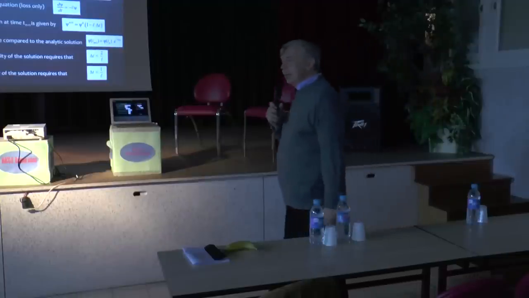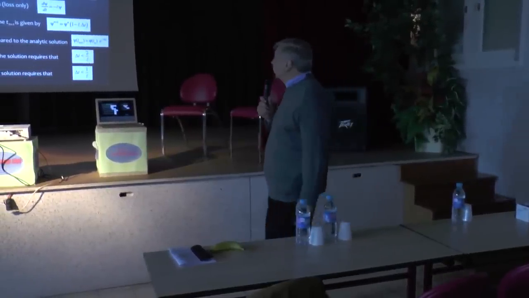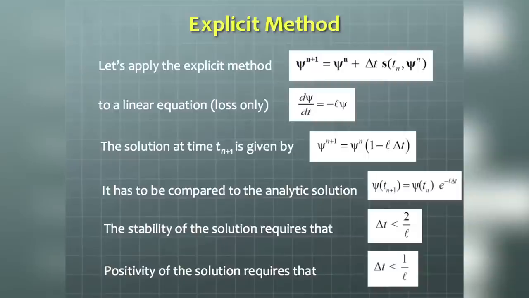Well, let's look at simple examples of those two methods. And we will start with the explicit method, which is shown here. And now I will have to take a simple case. I'm assuming that the source term is in fact only a linear loss. So I write my equation d phi over dt equal minus L times phi. L is a constant, it's known. And so I know the solution from this. In fact, this is a case where I know the analytic solution. It's shown here. It says that the concentration at time n plus 1 is equal to the concentration at time n times e to the minus L delta t.